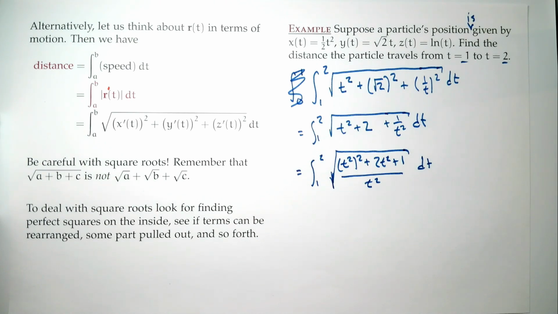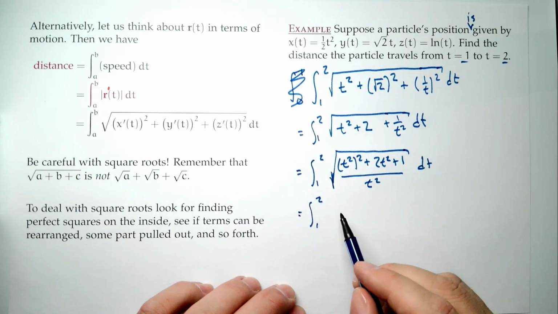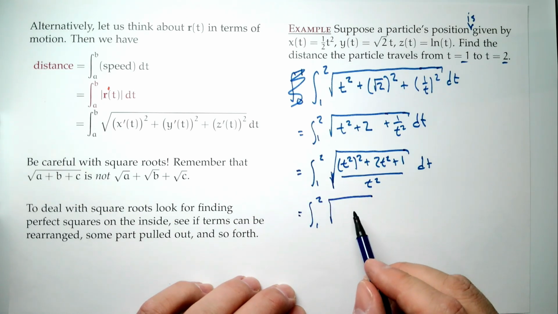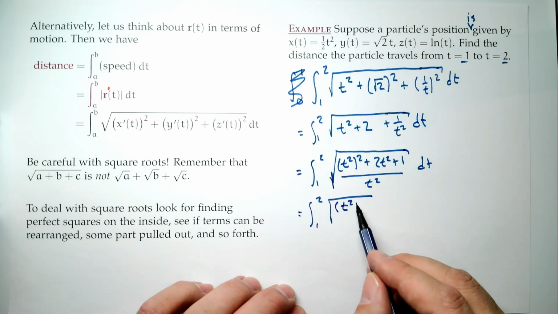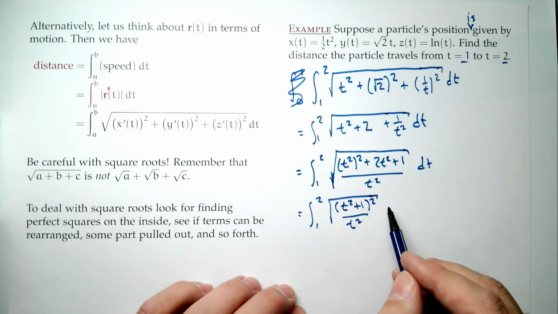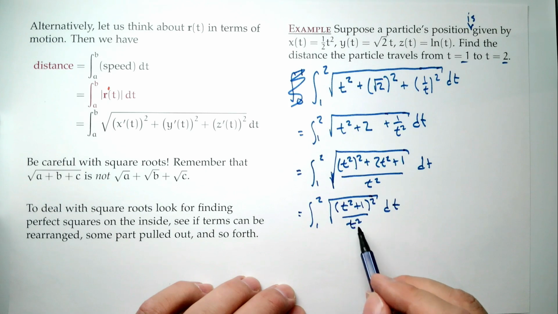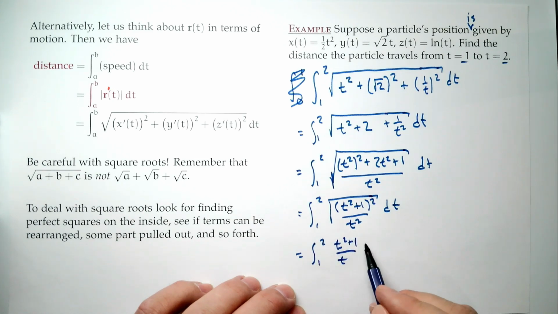The bottom is nice and factored. What about the top? Can that factor? Whoa, perfect square. What does it factor as? t squared plus 1, squared. Downstairs, t squared, of course it's a square there. And now, aha, life is good. Taking the square root of the squares, I get t squared plus 1 over t.